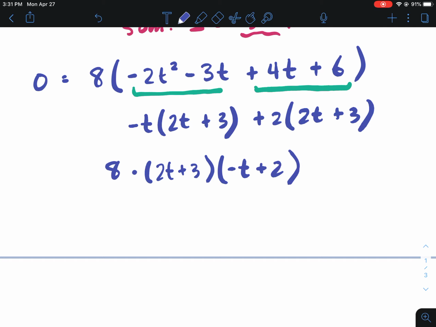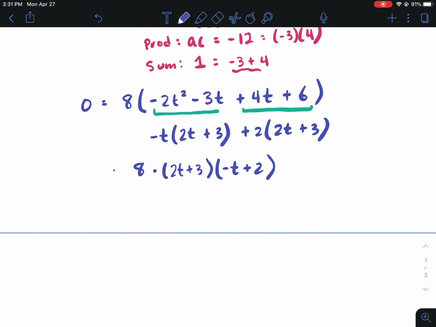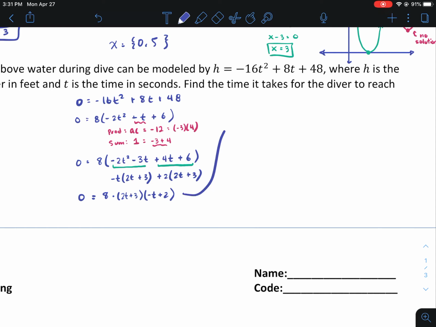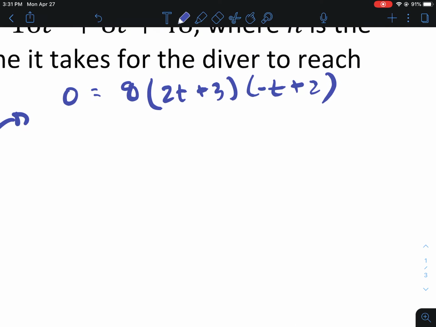And I also can't forget that 8. And we're trying to solve this when this is equal to 0. So now I have 3 factors, but since a product must be equal to 0, then one of those factors must be 0. 8 can't be 0, but I'm going to solve when these two are 0. So let's move this up over here. If 0 is equal to 8 times 2t plus 3 times negative t plus 2, we're going to then split these up. So 2t plus 3 equals 0, and negative t plus 2 equals 0.